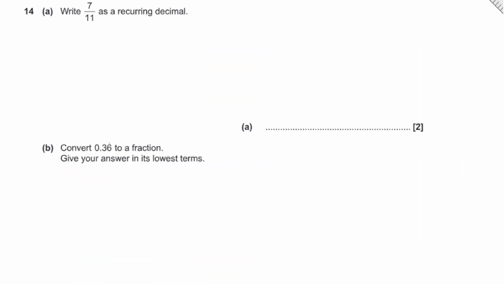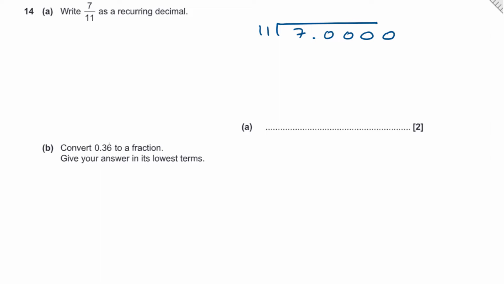Let's get into it. Write 7/11ths as a recurring decimal. Okay, so we need to divide 7 by 11. So I'm going to do it by short division, I think. I'm just going to make it 7.0000 so we can get an idea of what the pattern is like.